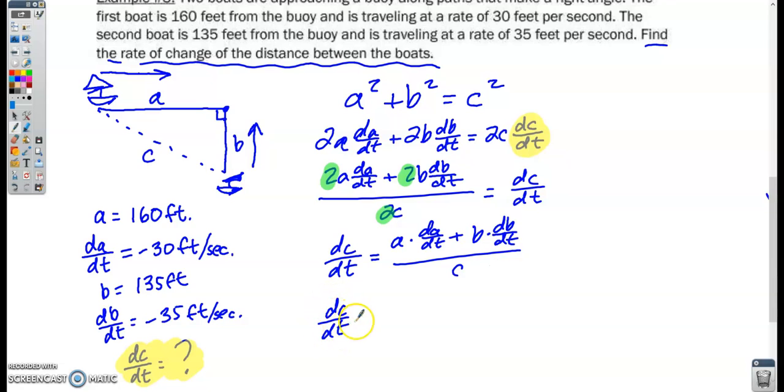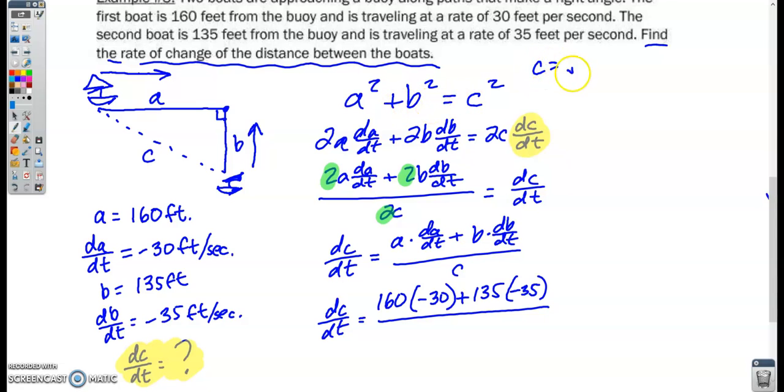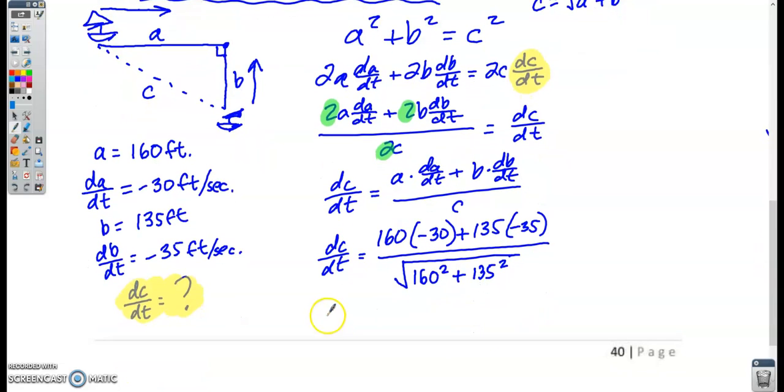So dC/dt is equal to a is 160, dA/dt is negative 30, b is 135, dB/dt is negative 35, and c is the hypotenuse of this triangle. So if I take the square root of both sides here, c is equal to the square root of a squared plus b squared. And I'm not going to calculate that before I put that in here. I'm just going to put it in as the square root of a squared plus b squared and let my calculator deal with the calculations so that I don't make any kind of rounding errors.